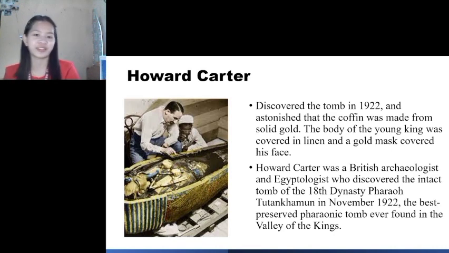Next, who is Howard Carter? Howard Carter discovered the tomb of Tutankhamen. He discovered the tomb in 1922 and was astonished that the coffin was made from solid gold. The body of the young king was covered in linen and a gold mask covered his face. Howard Carter was a British archaeologist and Egyptologist who discovered the intact tomb of the 18th dynasty pharaoh Tutankhamun in November 1922, the best preserved pharaonic tomb ever found in the Valley of the Kings.